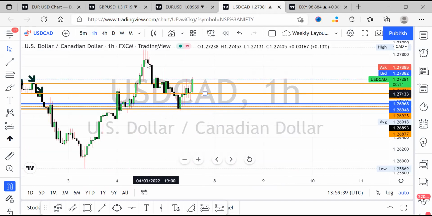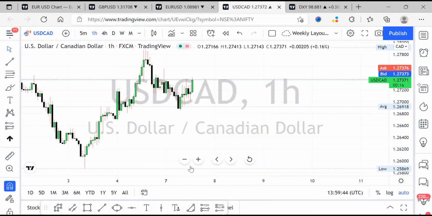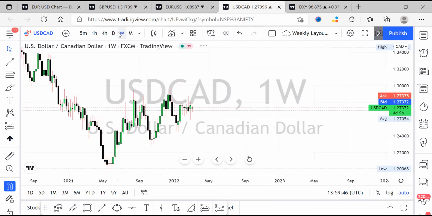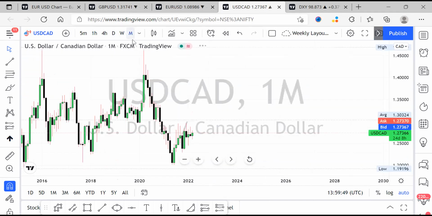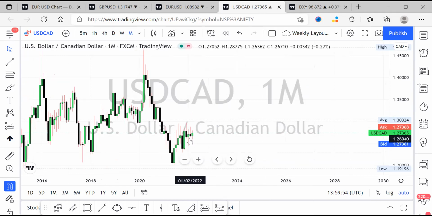The sellers are not in control. Look at it from the weekly point of view, and the monthly point of view. It has just entered the zone of buying. The whole thing is buying. The Canadian dollar is not selling. USD buys, Canadian dollar weakens. GBP is not buying, the USD is buying. You're either a buyer or a seller.